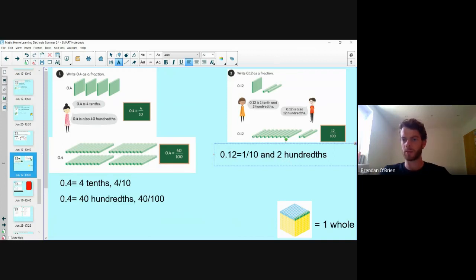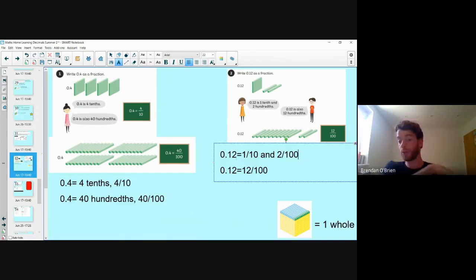How else can we write that? What's another way we could write that? Okay, so we could also write it as 0.12 equals 12 hundredths. A bit of a mix there. So 1/10 and 2 hundredths, or we could also just write this as 12 hundredths, because again, we can take our 10th block, we can break it up into 10 pieces, and then we've got 12 hundredths.